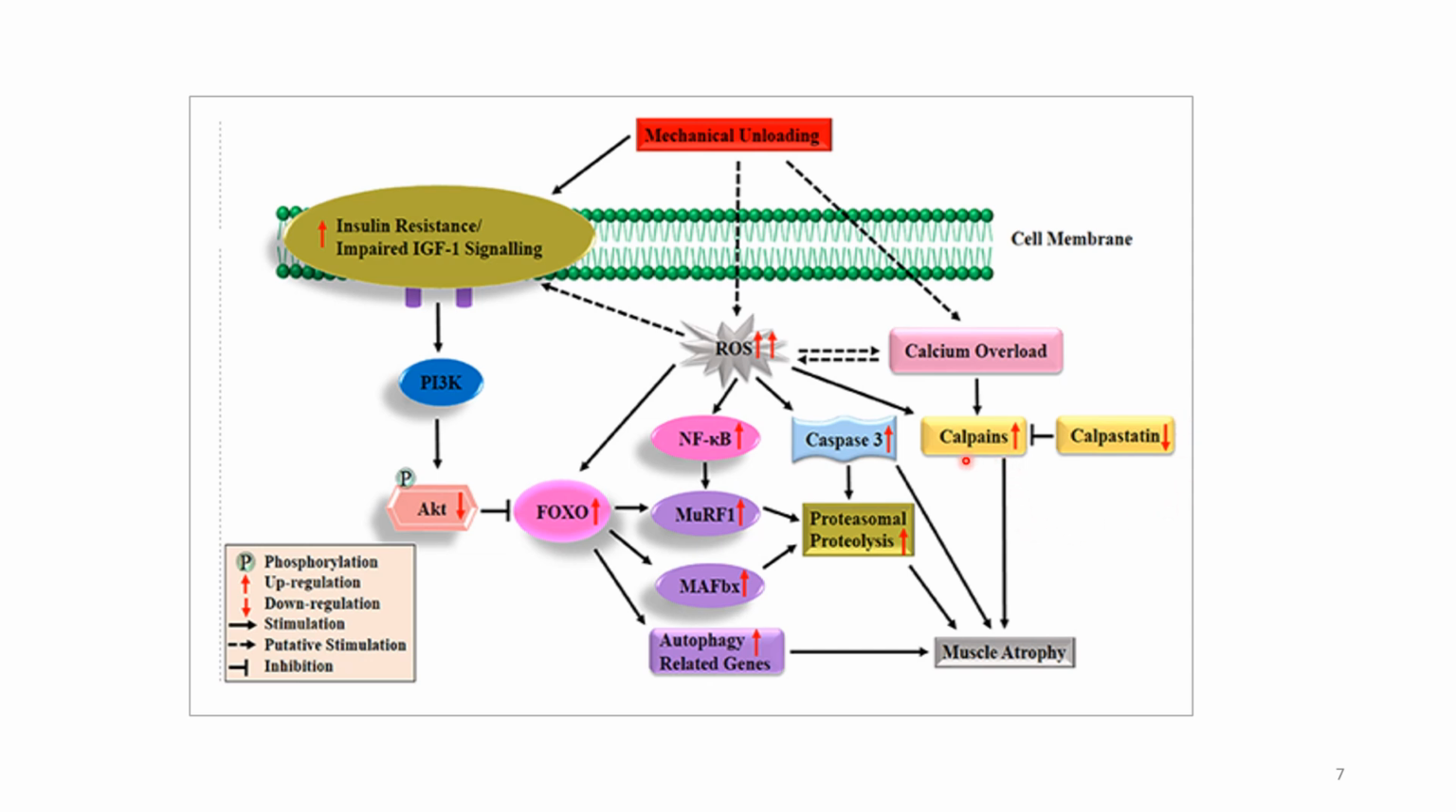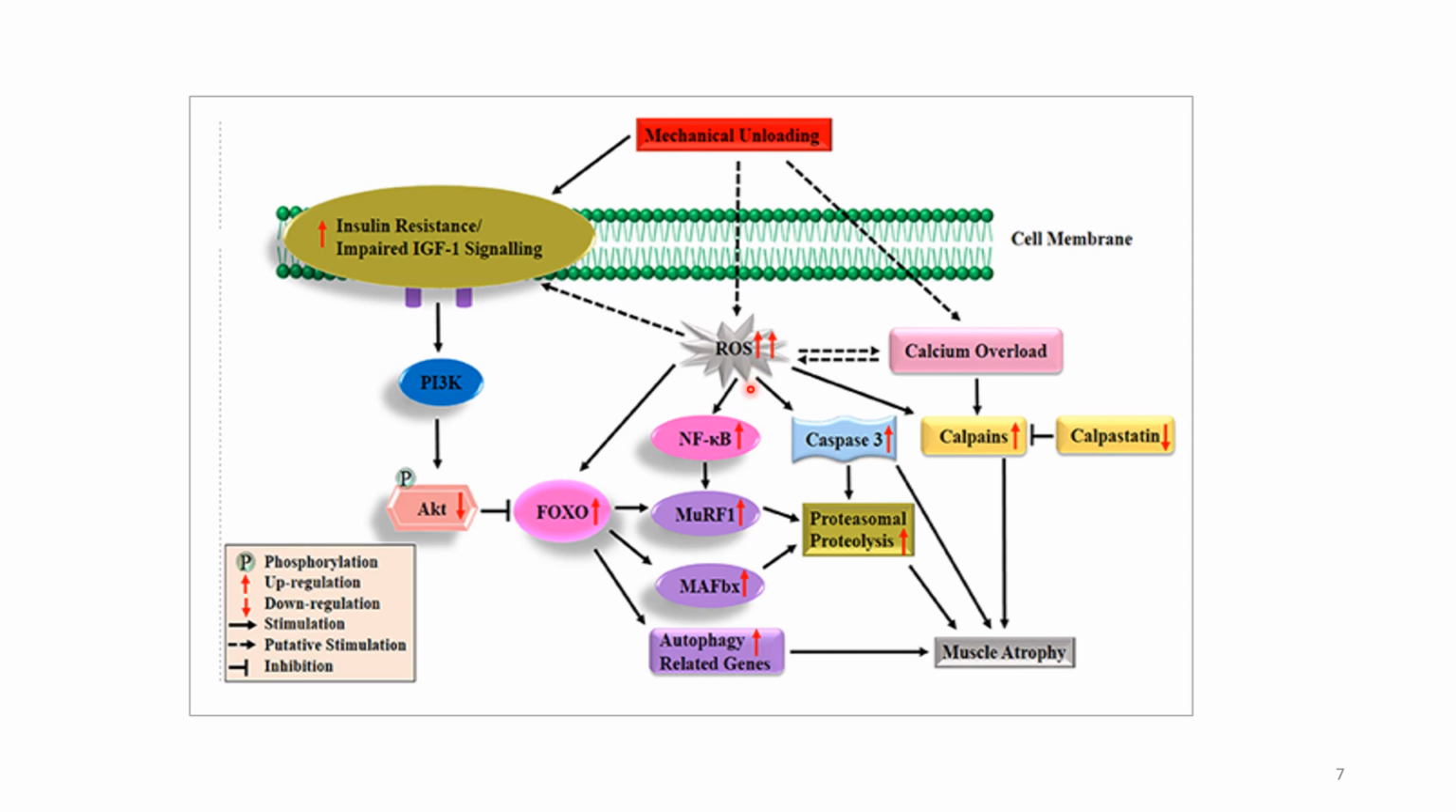Now because of increased calpains, the muscle undergoes atrophy. And increased reactive oxygen species is also a cause for the increase in the calpains. These reactive oxygen species also increase caspase 3 in the cell, and this also leads to muscle atrophy. And this caspase 3 is also leading to proteasomal proteolysis, and this proteolysis results in muscle atrophy.